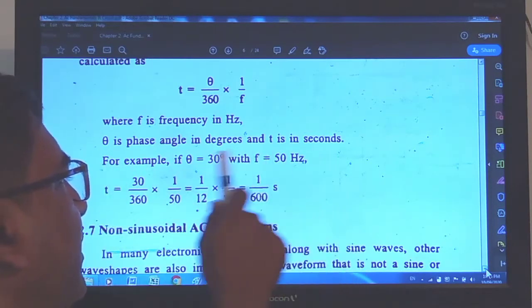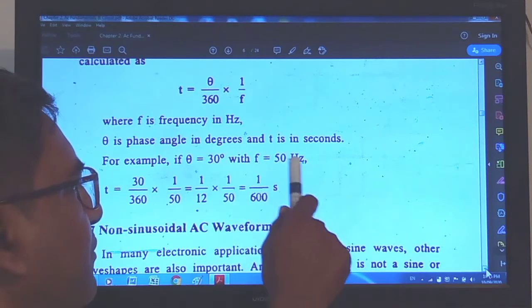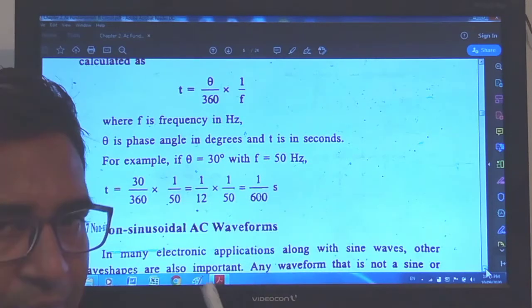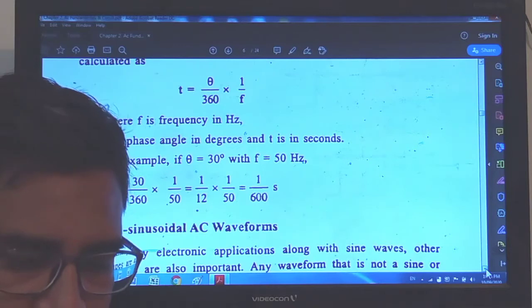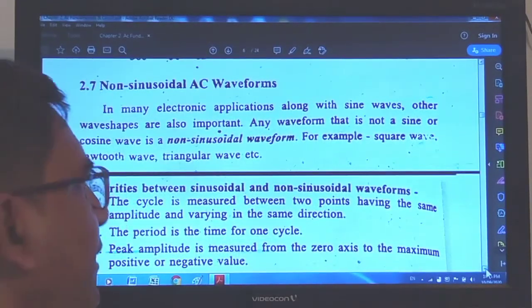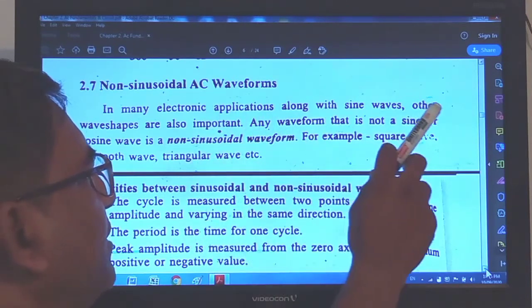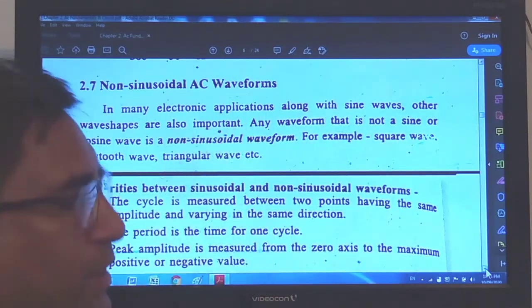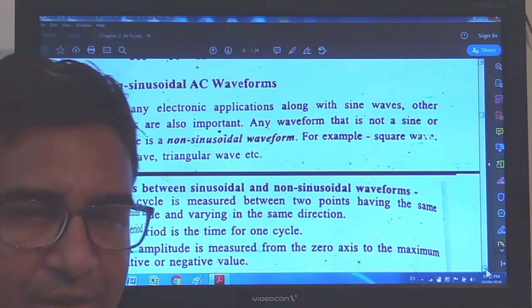For example, they have given here theta 30 degrees and f equal to 50. This is one type of problem which is given in the book. Then comes the non-sinusoidal AC waveform. In many electronic applications, along with the sine wave, other wave shapes are also important. Which are the other waves?